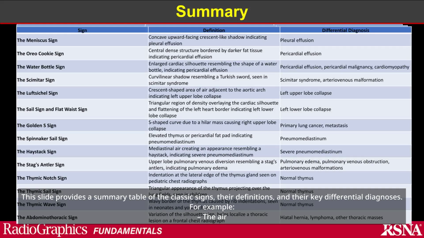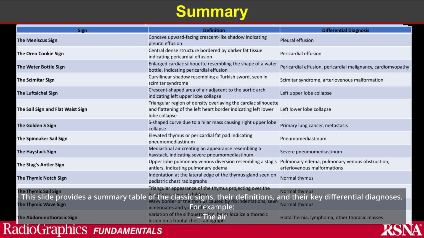This slide provides a summary table of the classic signs, their definitions, and their key differential diagnoses. For example, the air bronchogram sign highlights air-filled bronchi within an opaque lung, seen in pneumonia or pulmonary edema. Bat wing opacities reflect central distribution of infiltrates, classic for pulmonary edema.